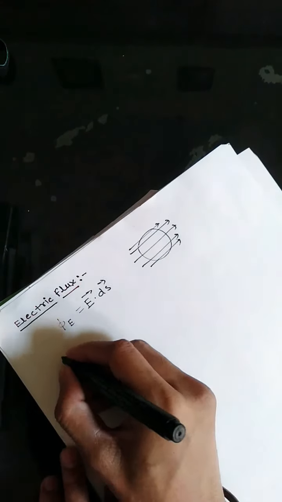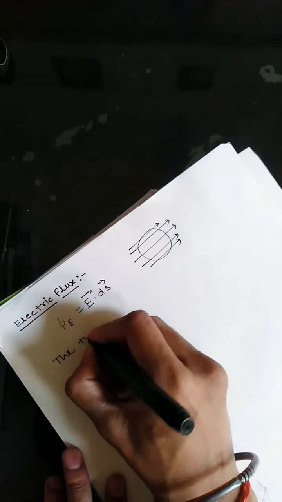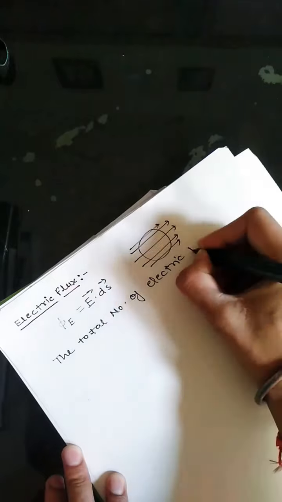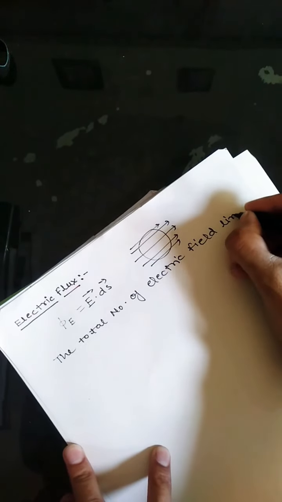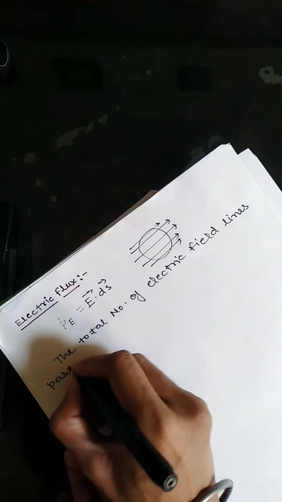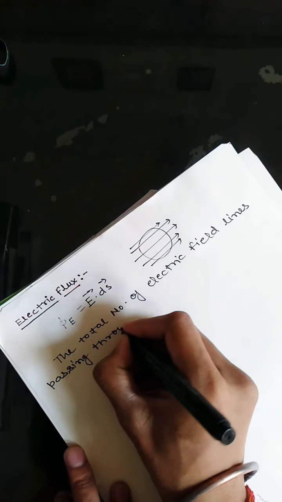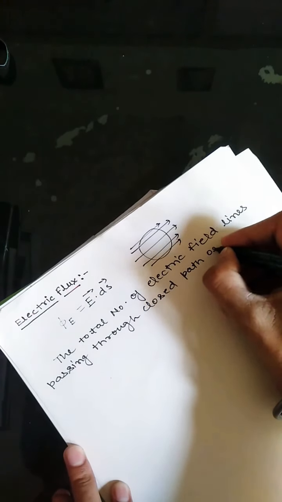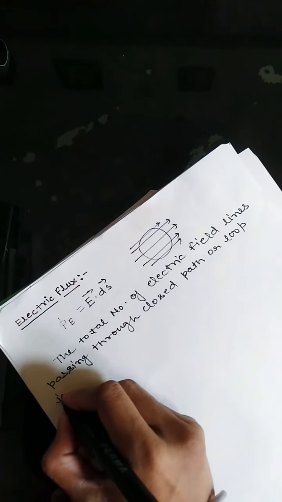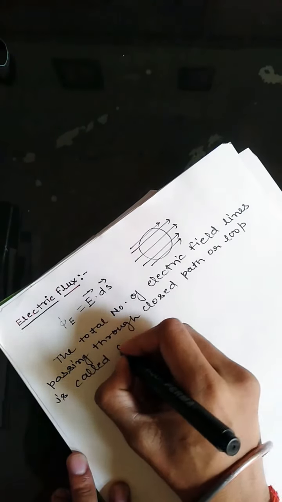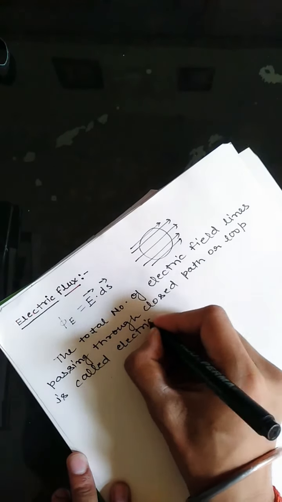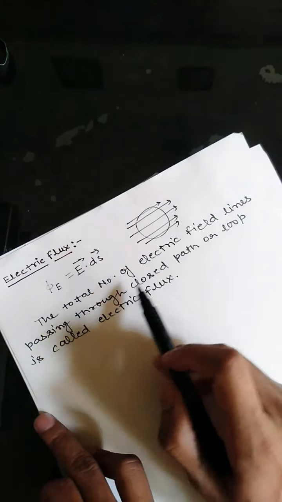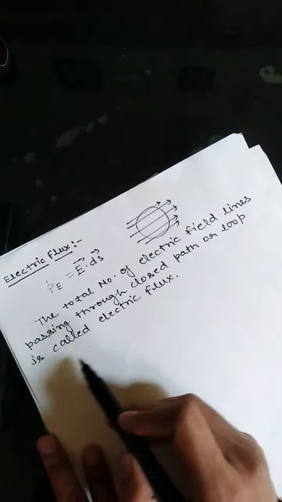Now here we can conclude that the total number of electric field lines passing through a closed path or loop is called electric flux. So what is the conclusion? That the total number of electric field lines passing through a closed path or loop is called electric flux.